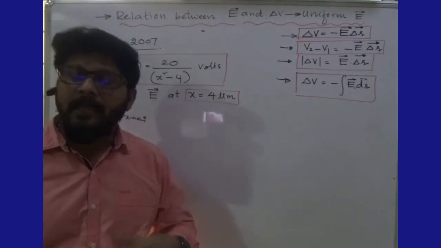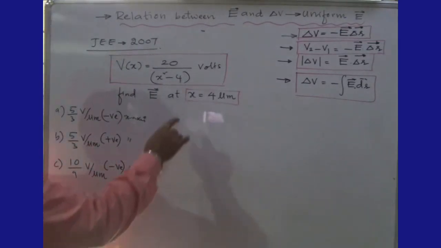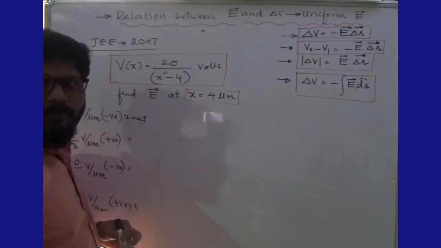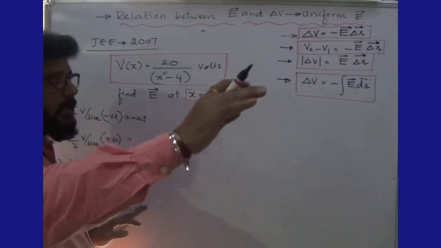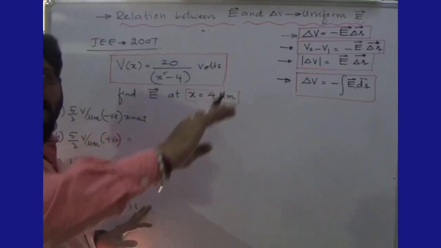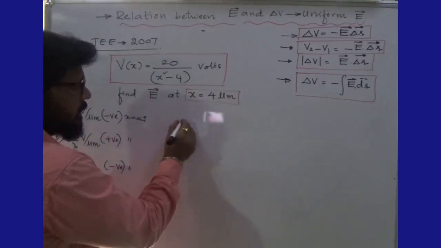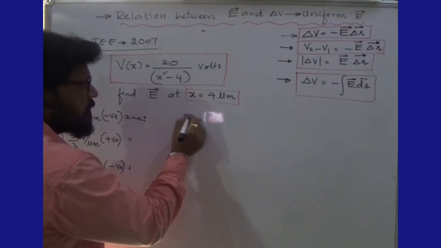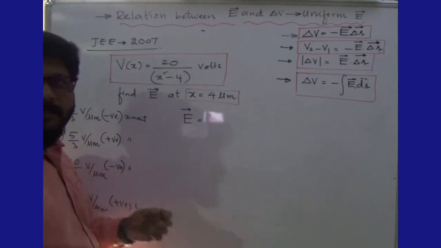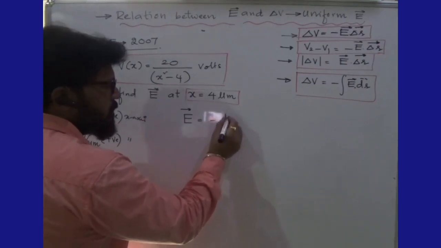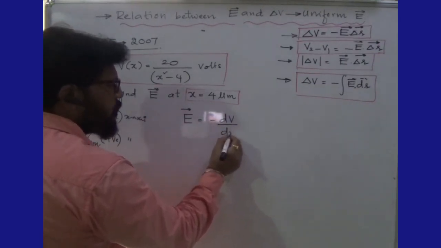Then the electric field at x equal to 4 micrometer. Just now we discussed here that it is unidirectional, meaning a single direction electric field. Now the electric field in one direction, in the x direction, I can give as E is equal to minus dV by dx into i cap.